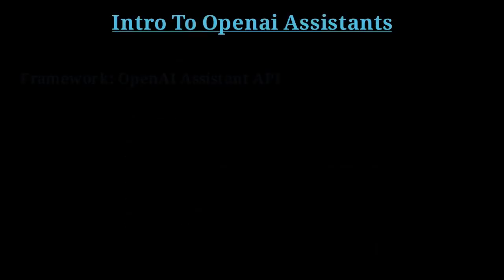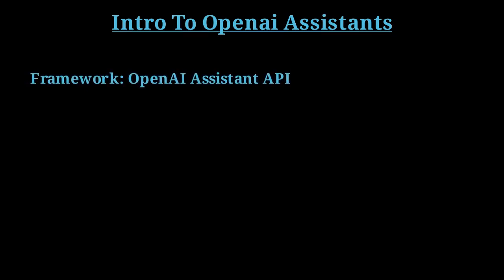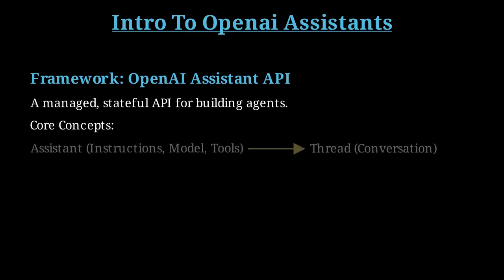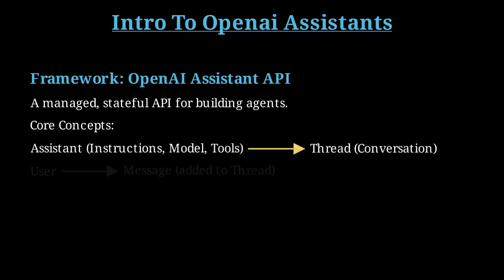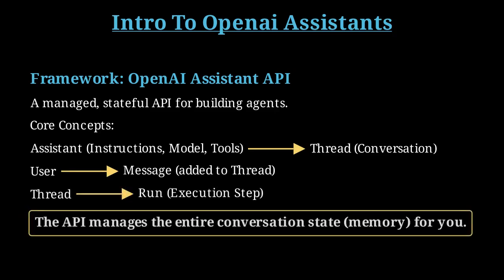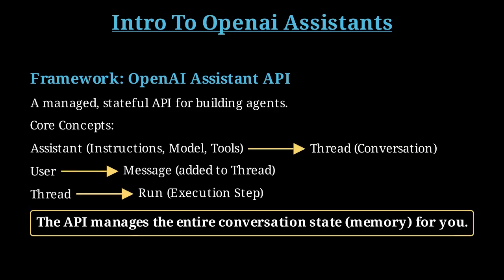Another powerful way to build agents, especially if you're already in the OpenAI ecosystem, is the Assistants API. Unlike LangChain, which is a library, the Assistants API is a managed, stateful service. It handles much of the complexity of agent development for you, particularly state management.